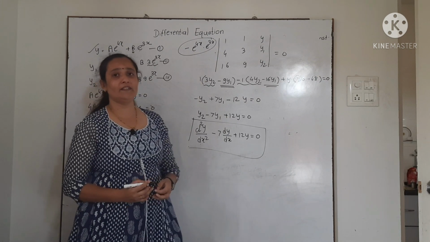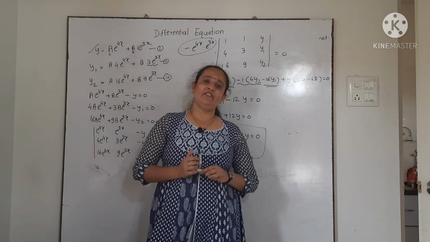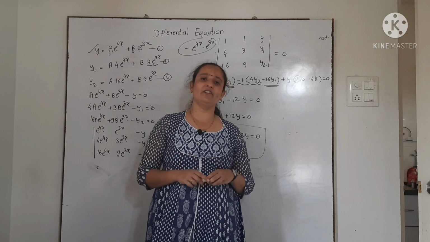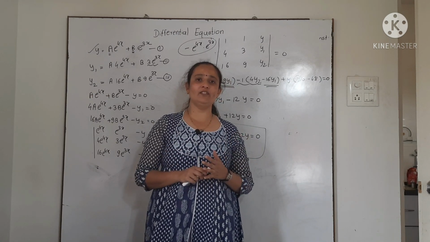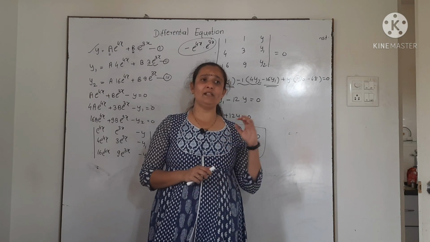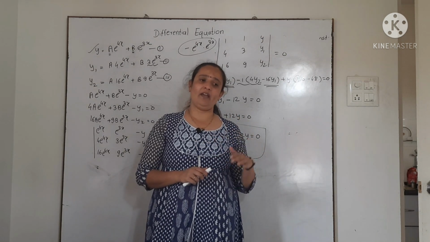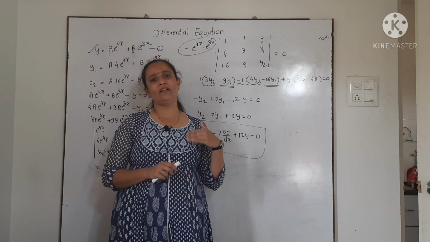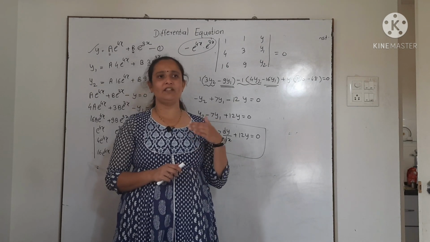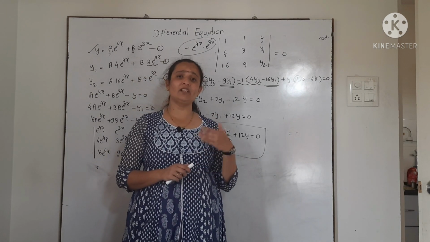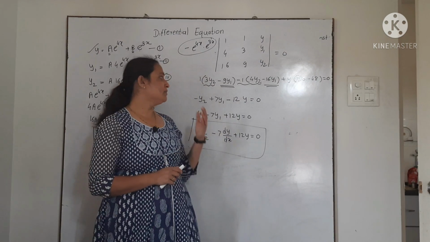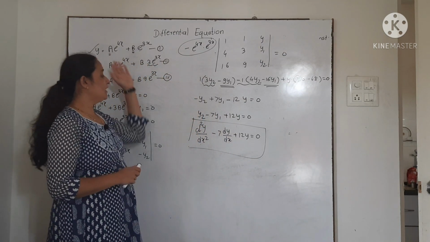I hope you understand how to form a differential equation if they provide us the solution. It's very simple. See the number of arbitrary constants and differentiate. If it has two arbitrary constants, we'll differentiate it 2 times. If it has n arbitrary constants, we'll differentiate it n times and try to eliminate these arbitrary constants.